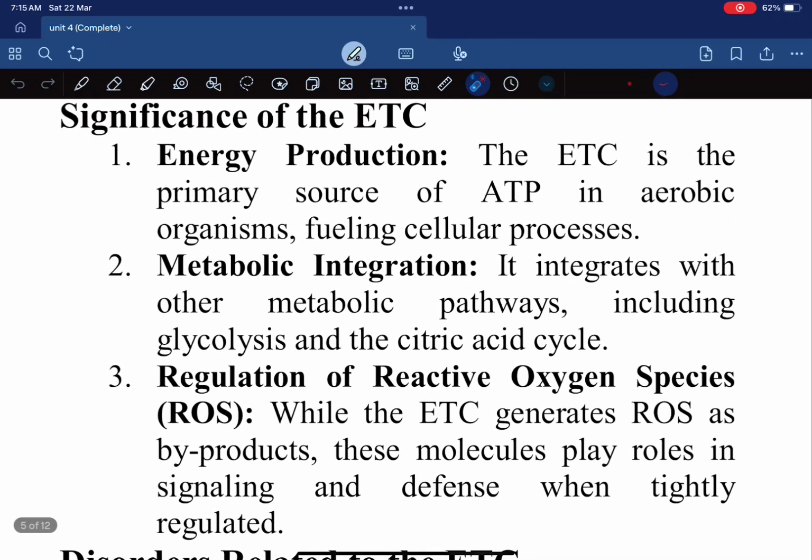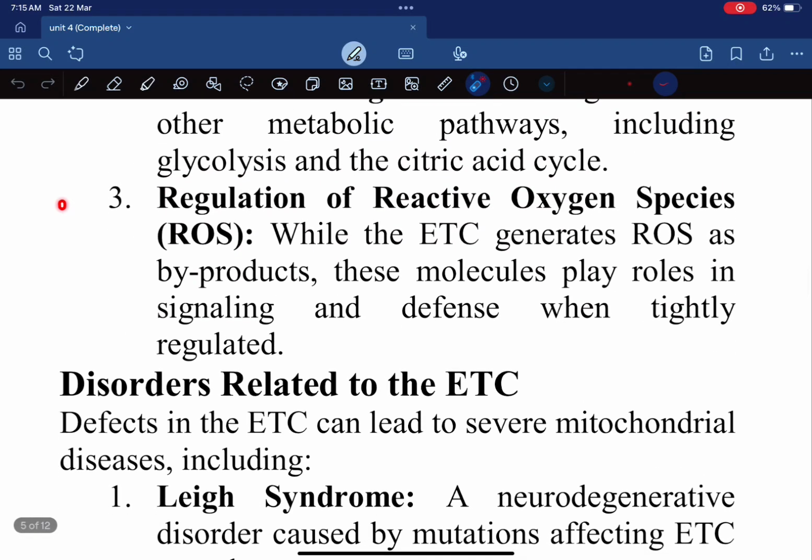Significance of ETC. First, energy production. The ETC is the primary source of ATP in aerobic organisms, fueling cellular processes. Second, metabolic integration. It integrates with other metabolic pathways including glycolysis and the citric acid cycle. Third, regulation of reactive oxygen species. While the ETC generates ROS as byproducts, these molecules play roles in signaling and defense when tightly regulated.